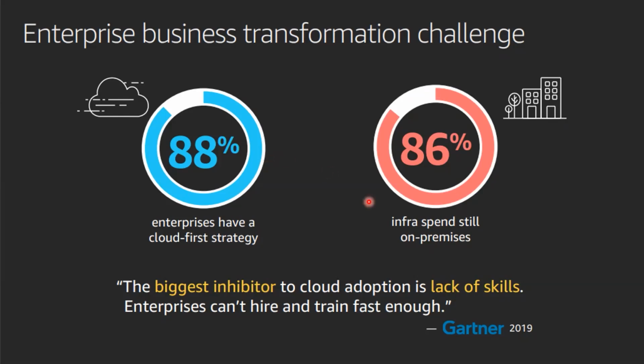The biggest inhibitor to cloud adoption is the lack of skills. Enterprises can't hire and train fast enough. That's where partners like Exalogic come in, which provide professional services and follow a proper process for the SAP migration. Migration is a complex activity that goes through a lot of phases, as Deepa discussed, but partners like Exalogic can really help you in streamlining your business transformation journey.